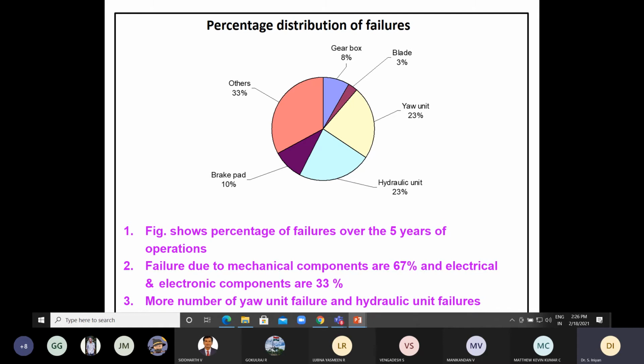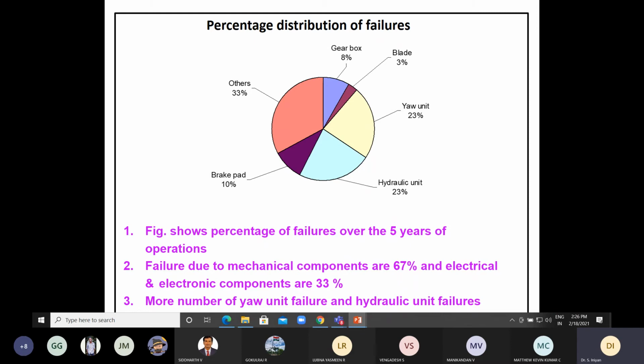And here the failures due to mechanical components are 67% and electrical and electronics are 33%. The mechanical failures include your gearbox, brake pad, mechanisms, units, motor drives, and all other things that come under the mechanical components. So failure due to a mechanical component is 67%, and for electrical and electronics components it is 33%. So it is important.